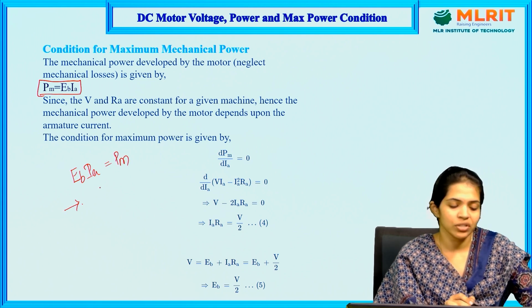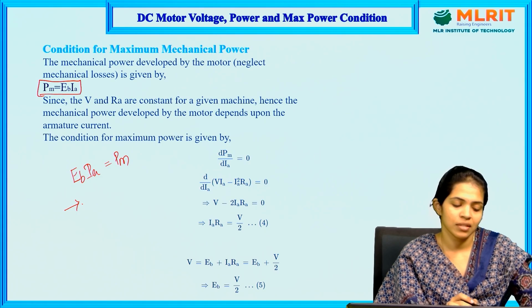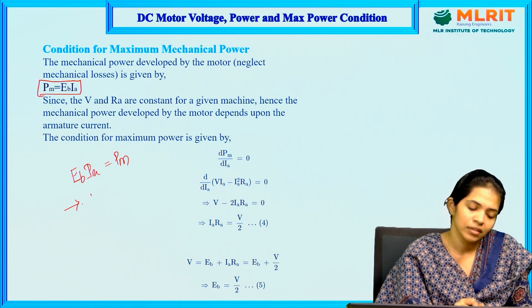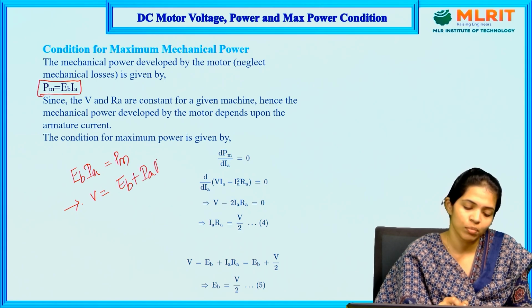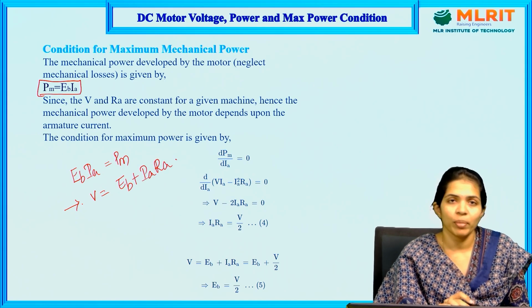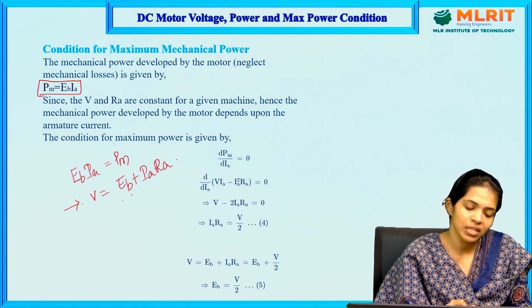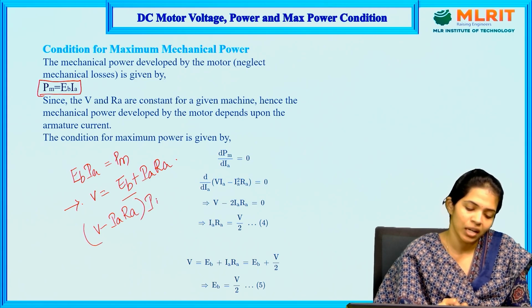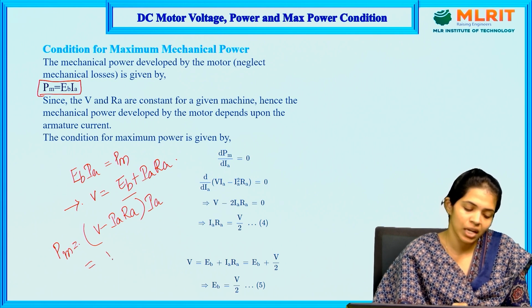So from the voltage equation which we have derived in the previous case, we can write that voltage is the sum of back EMF plus the drop across the armature conductors. So from this I can write my EB as V minus IARA, multiplied by IA. So this is now my mechanical power, which can be further written as V into IA minus IA square RA.